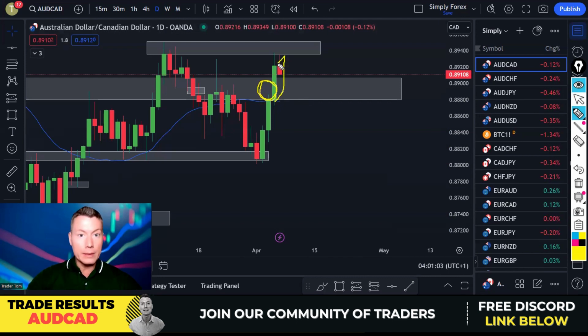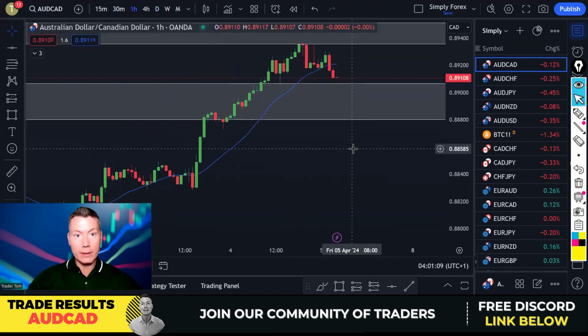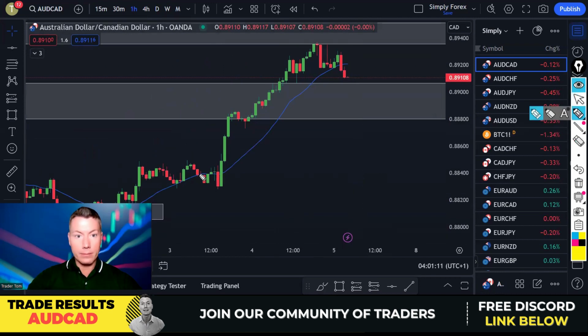Buyers continued to push this up. Why didn't we get a setup? Well, look at H1. We just didn't get a break of structure. We're still in an uptrend.